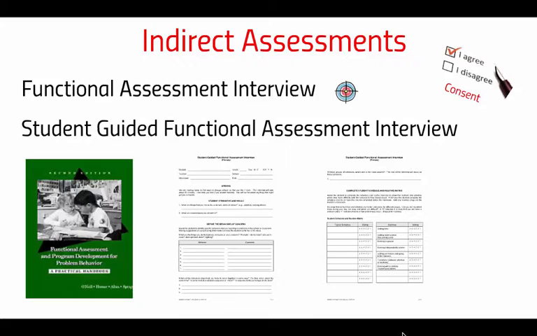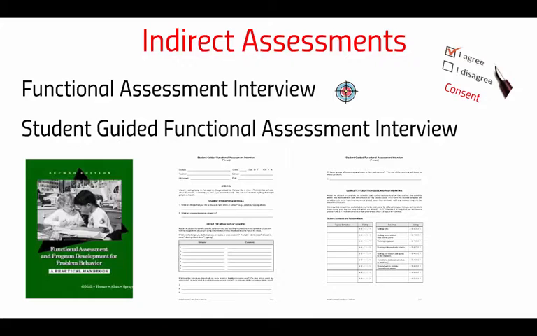And one of the things that I mentioned a little bit earlier is that your board certified behavior analysts will have specific tools that they use. I'm going to give you an example of one of the tools just to give you some familiarity with the tool. The particular tool that I'll discuss is the functional assessment and program development for problem behavior. This is a tool that I've used through a good part of my career, and I find it extremely helpful.